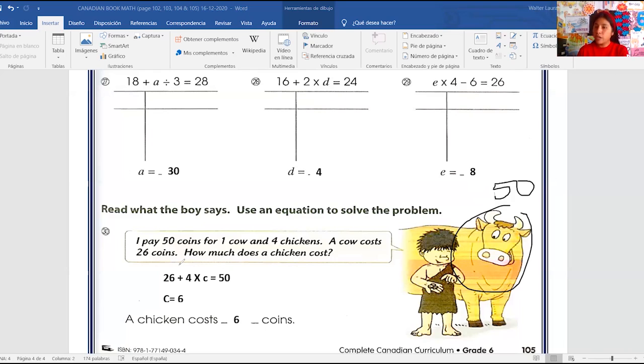So we are going to do our equation here. It says 26, because it costs the cow 26 coins, plus 4 chickens times the cost, right? In this case, C represents the cost, equals 50. So here we have that the cost is 6. That's right. Very good. So a chicken costs 6 coins.